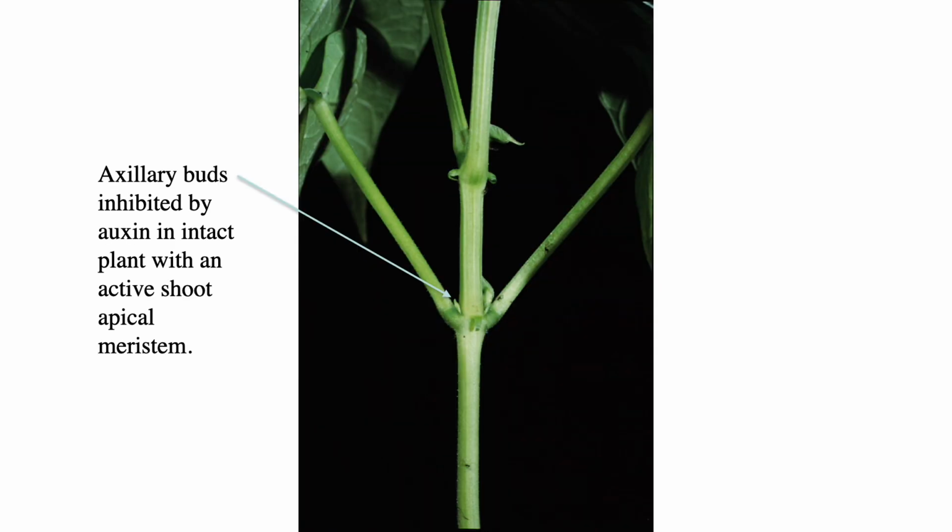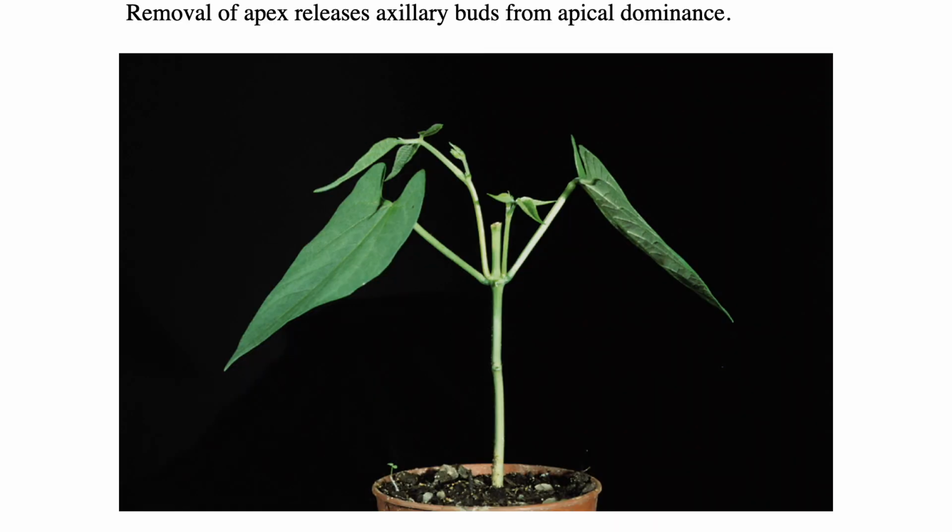Another important action of auxin is called apical dominance. The growth of axillary buds is inhibited by auxin in the intact plant with an active shoot apical meristem. Removal of the apex, or apical meristem, releases the axillary buds from apical dominance and allows them to grow.